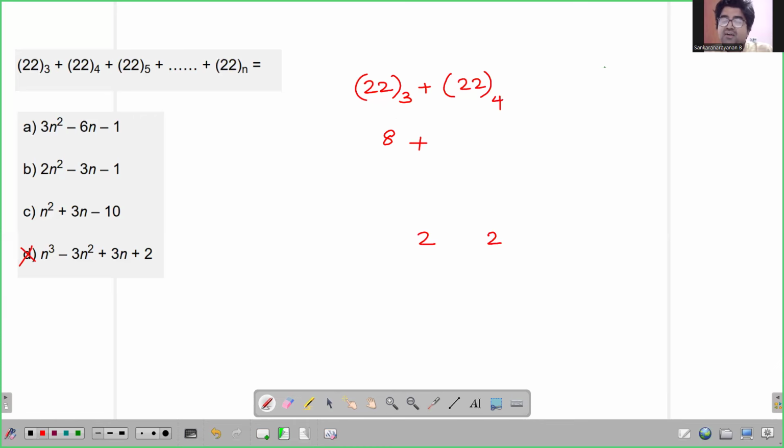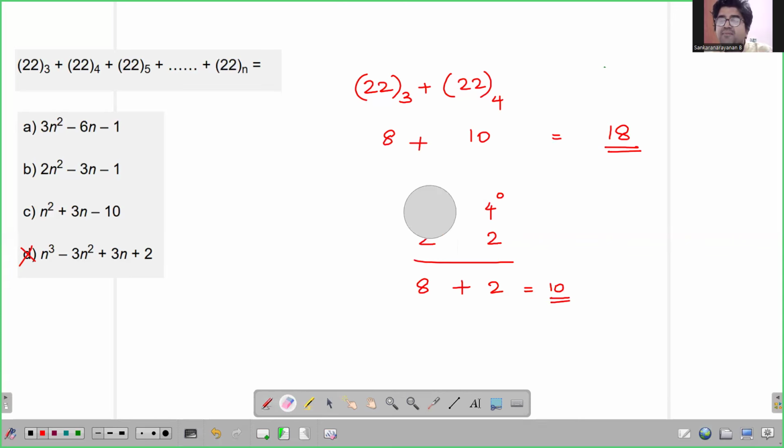If I am considering 4 power 0, 4 power 1, I can see that 4 2s are 8 plus this value will be 2. I can say this is coming here as 10, if you are observing. So 8 plus 2, I can say that 22 to the base 4 is equal to 10. 22 to the base 3 is 8, and 22 to the base 4 is equal to 10. The total, I can say, comes here as 18.